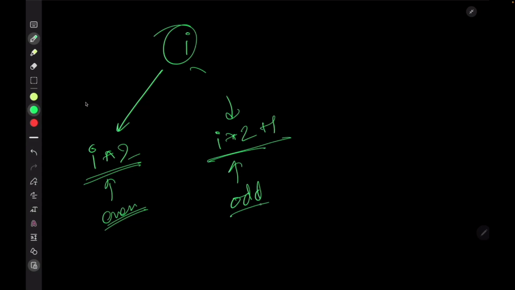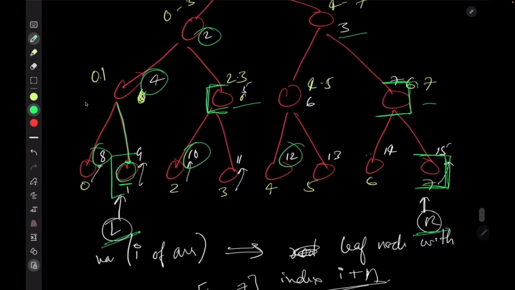So if L is even, we need to take the current node's value and move to the other subtree. We need to jump here. How can we do that? That is a problem. Suppose if L is odd, then we need to move to the next subtree. So how can we do that?